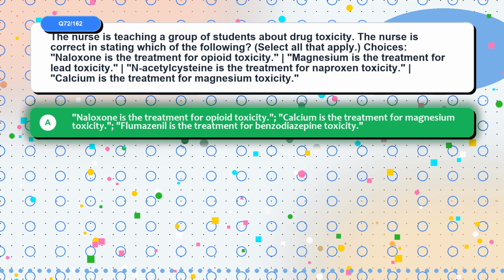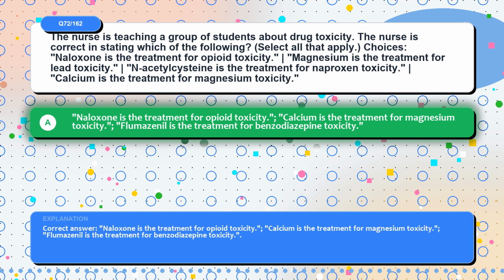Calcium is the treatment for magnesium toxicity. Flumazenil is the treatment for benzodiazepine toxicity. Correct answer. Naloxone is the treatment for opioid toxicity. Calcium is the treatment for magnesium toxicity. Flumazenil is the treatment for benzodiazepine toxicity.